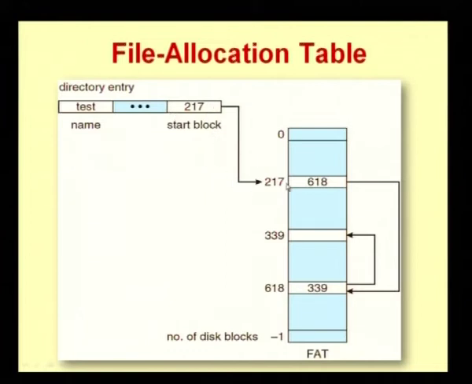So it goes to 217, wherein it gives one other location, which is block 618. Why do you get the second location? Why are the contents of the file not available in the same location itself? It is because of the contiguous memory allocation.